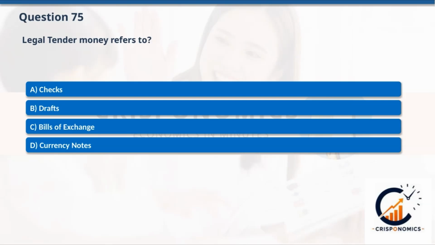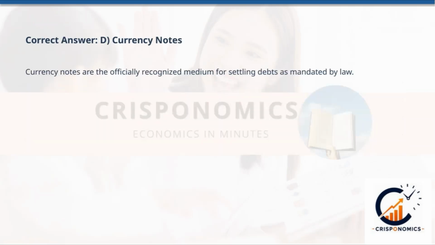Let's talk about legal tender money. What exactly does that term refer to? On this slide, we see different types of financial instruments: checks, drafts, bills of exchange, and currency notes. Among these, legal tender specifically means the money that must be accepted if offered in payment of a debt. It's the official currency recognized by law for settling transactions. So, when we ask about legal tender money, we're really asking which of these forms is universally accepted as payment by law. Currency notes are what the law recognizes as the official way to settle debts.